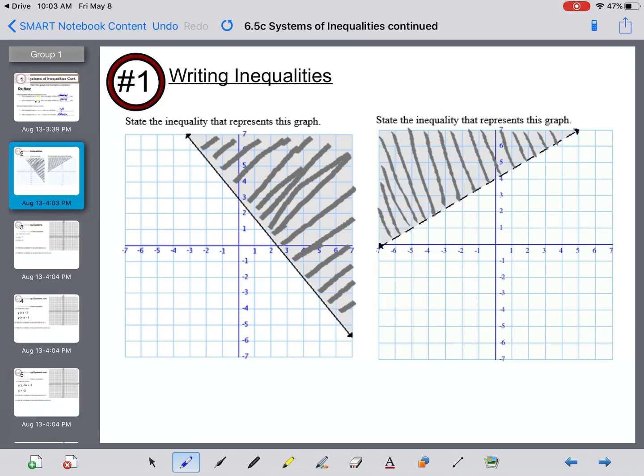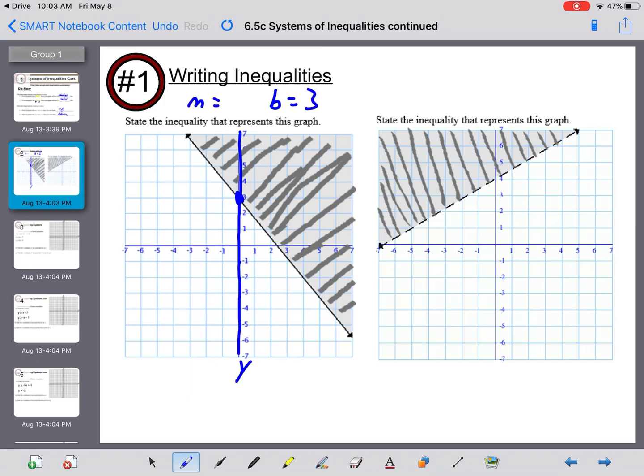For number 1, it says state the inequality that represents the graph. Remember, our inequalities are written in slope-intercept form, so we need to find m and we need to find b. The b value is the easy one to find. That's where you cross the y-axis. So where on this line do we hit? It looks like we hit right here at positive 3. So b is 3.